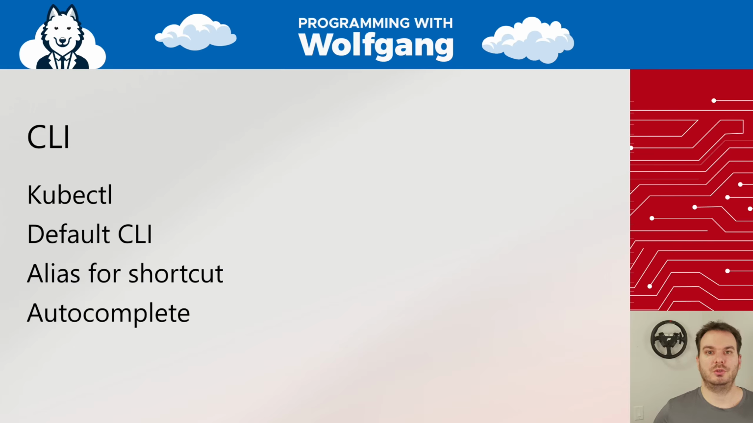Also, I'm going to show you how we can set up autocomplete. So we can say, for example, Kubectl get SE, and then just hit tab. Then we get service account, service, and everything else that starts with SE. So this also can help you to just find out what resources are there without knowing much about Kubernetes.